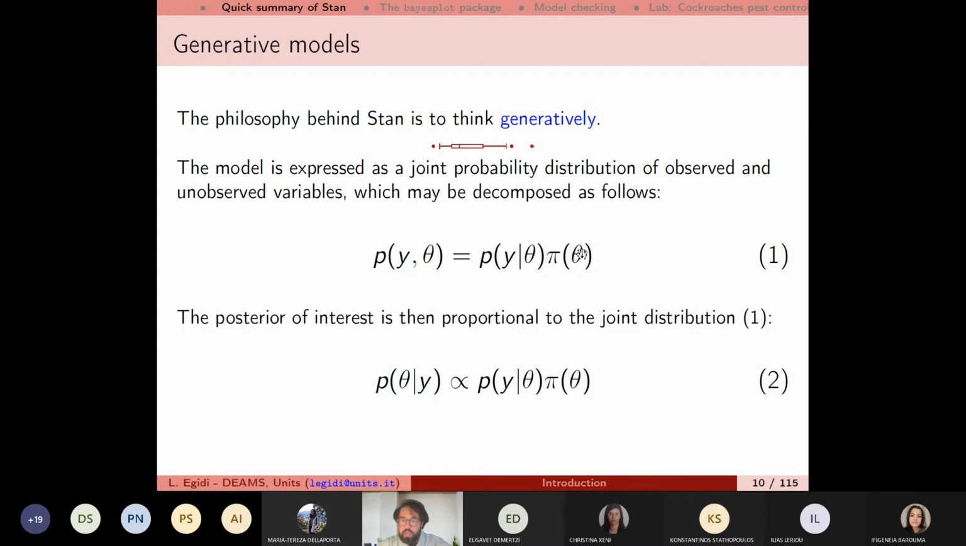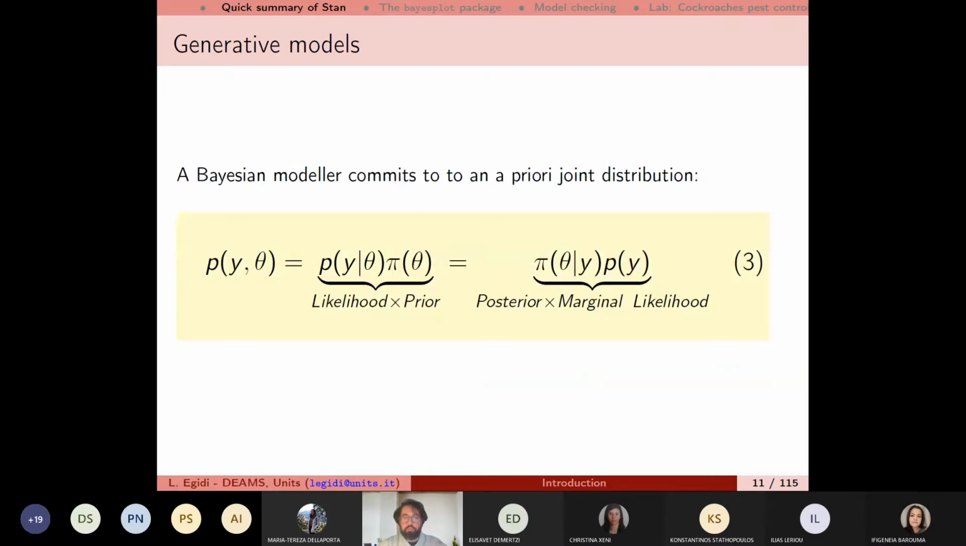So you already know from Bayesian theory that the posterior of interest is then proportional to this product here. So it is proportional to the joint distribution. Proportional because here I'm not putting directly the proportionality constant at the denominator of the posterior distribution. So the nice approach of Stan is thinking generatively. So we can think of a sort of joint model for the observed and the unobserved.